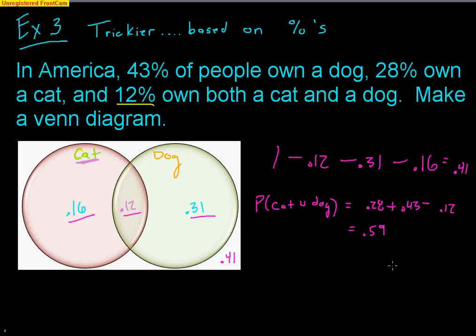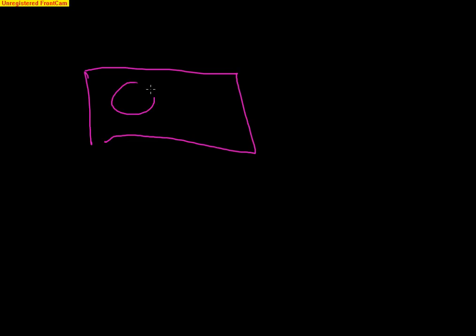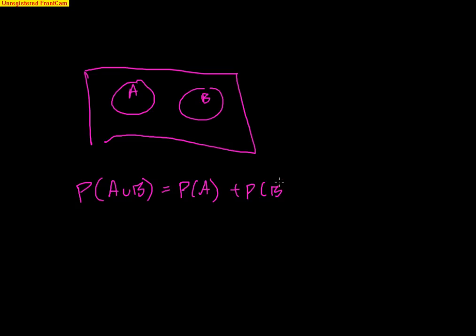Now the only thing I want to leave you with is that if you have two events that are mutually exclusive, they look like this. A and B. Mutually exclusive means there's no overlap. They cannot happen at the same time. So when you go to use the formula, the probability of A or the probability of B, you take the probability of A plus the probability of B. And since there is no overlap, you don't have to subtract anything away. You just stop right there.